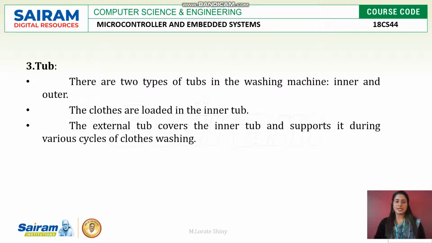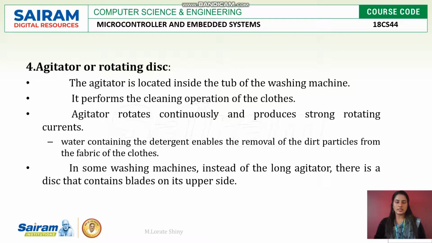Third one is the tub. There are two types of tub in a washing machine. One is the inner tub, another is the outer tub. In the inner tub only the clothes are loaded, and here the clothes are washed, rinsed and dried. And this inner tub has holes to drain out the water. The outer tub covers the inner tub and supports it during the various cycles of washing the clothes.